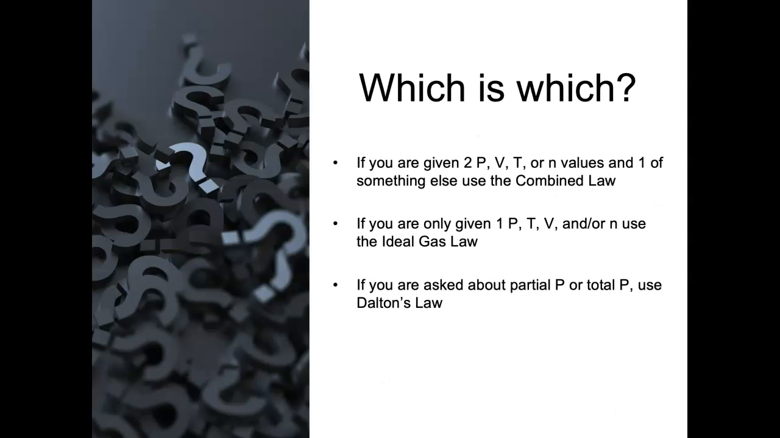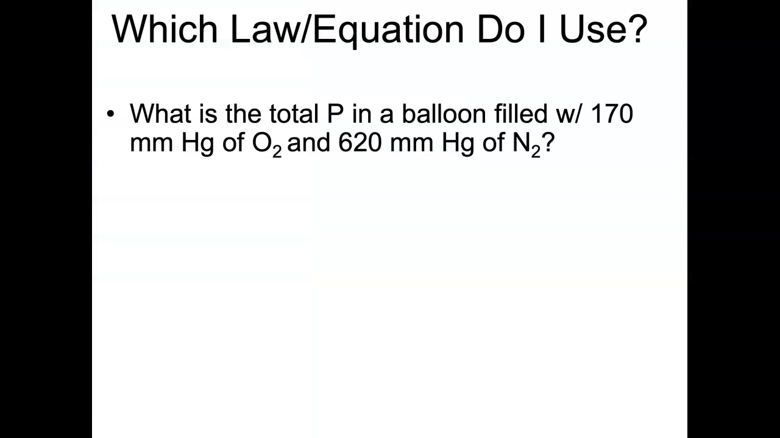So the biggest problem with the ideal gas law and all of the individual gas laws is figuring out which formula to use when. If you have two pressures, volumes, and temperatures, you'll want to use the combined gas law or one of the other gas laws, Boyle's, Charles's, or Gay-Lussac's law. If you only have one pressure, temperature, and volume, or you have number of moles or grams, use the ideal gas law. Of course, if you're asked about partial pressure, use Dalton's law.